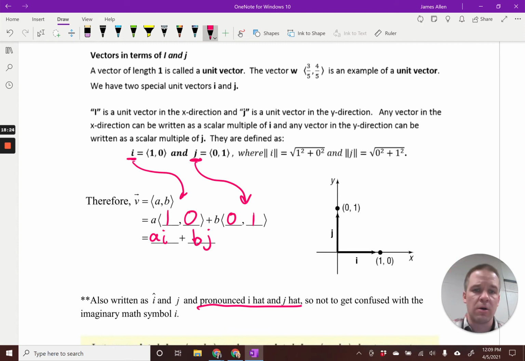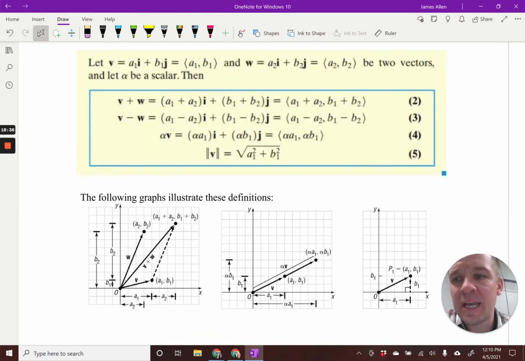Lots of new stuff here. So we might see it just in that component form. We may see it with the i hat, j hat form, right? All great to be well versed in the world of vectors. All right, so let's let v equal a sub 1 i plus b sub 1 j, or in our component form a sub 1 comma b sub 1, and w will be a sub 2 i plus b sub 2 j, or a sub 2 comma b sub 2.